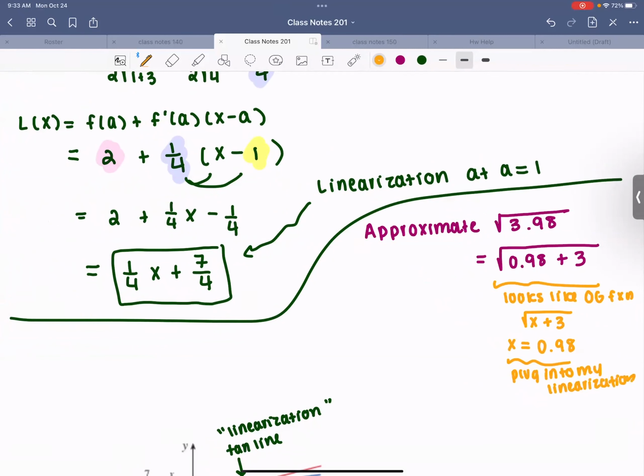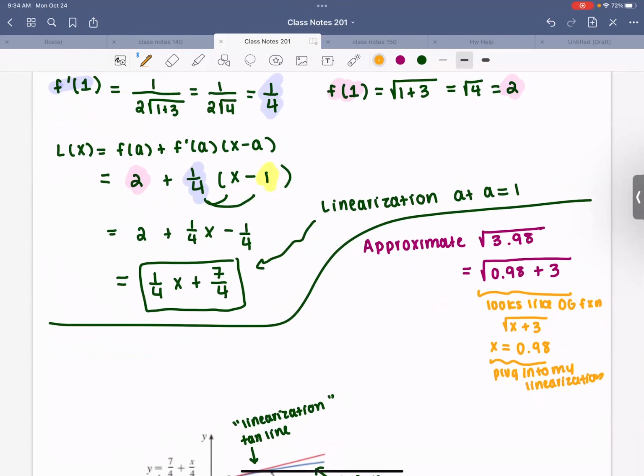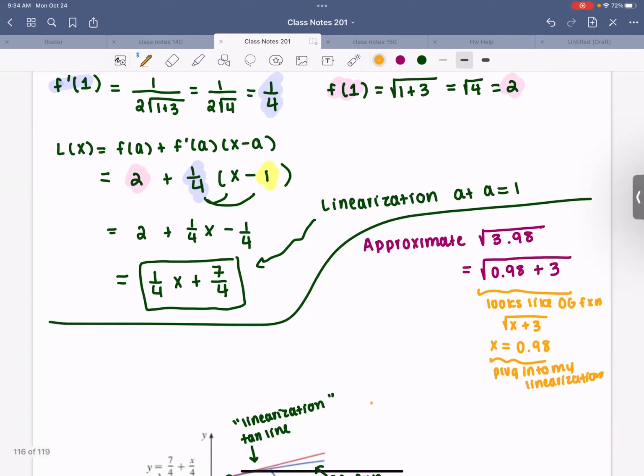Because the linearization is the approximate function. Okay. So let's do that. L of 0.98 is 1/4 times 0.98 plus 7/4. Now you can do this in your head if you want, but I'll save you some time. And this actually gives me 1.995.